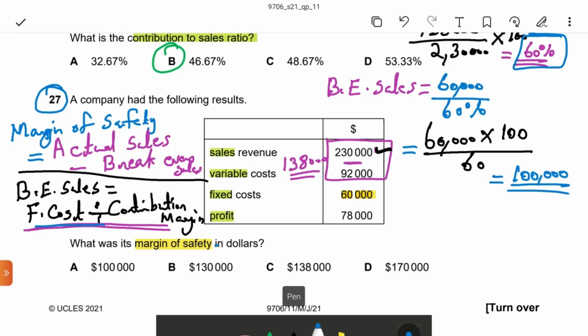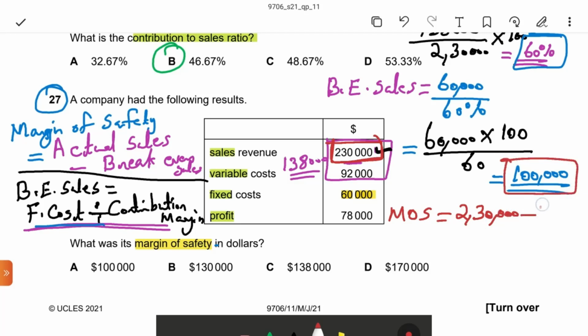Break-even sales and actual sales, both we have calculated. Actual sales is 230,000. So margin of safety, MOS, is equal to 230,000 minus our break-even sales 100,000, which is equal to 130,000. So the correct answer is option B.